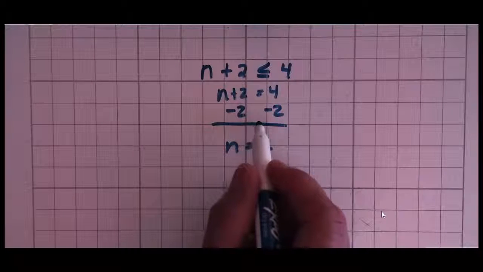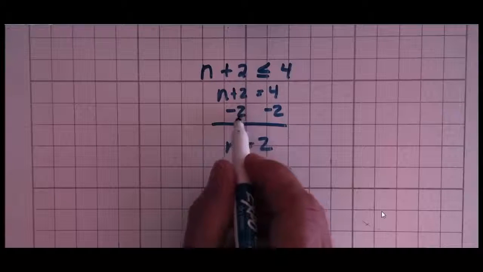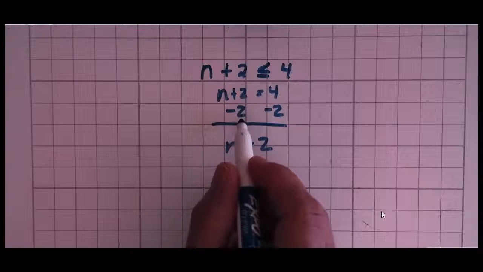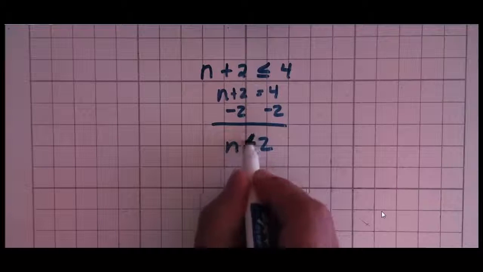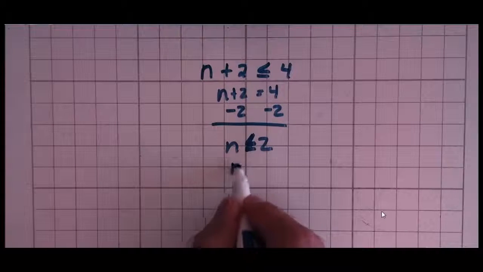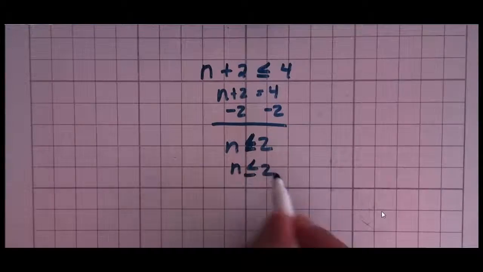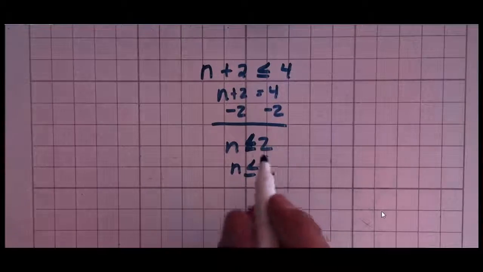So at this point I have to ask myself, did I multiply or divide by a negative number? Well, I subtracted, but that's not multiplying or dividing, and so my inequality direction stays exactly the same. n ≤ 2. That's my answer. Let's do 3 more problems. These really aren't very hard. It's just putting everything together for you.